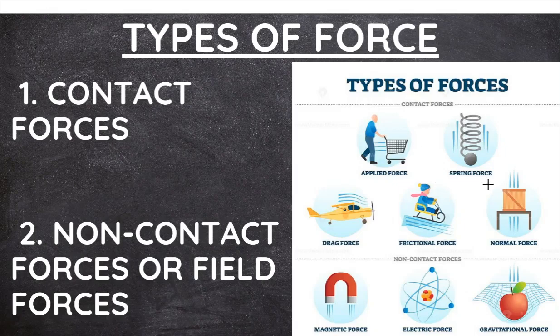We also have a spring force. We also have the drag force when an airplane is moving in the air. The drag force by the air resistance is in contact with the plane, so it's called a drag force. So a frictional force. Now, frictional force is the opposing force that opposes motion. So we have a normal force, and these are types of contact forces.